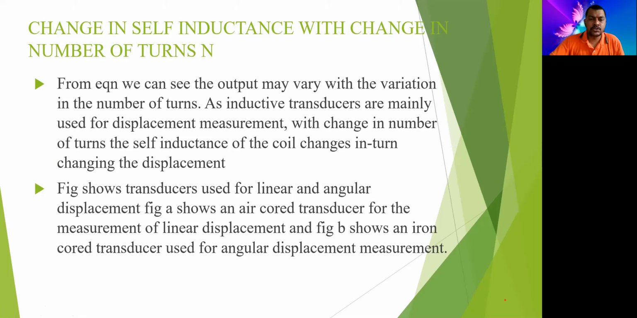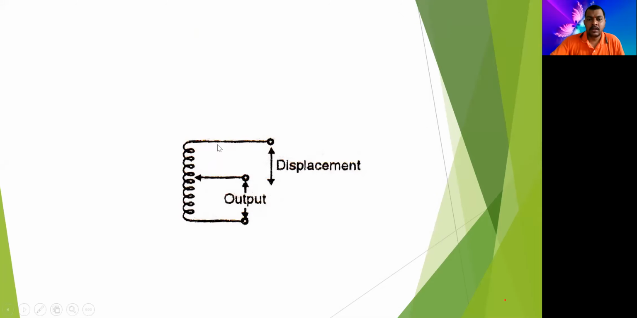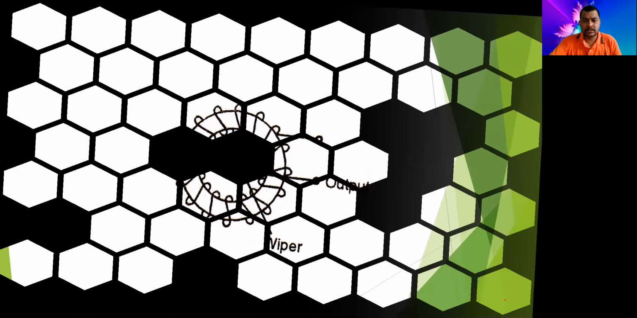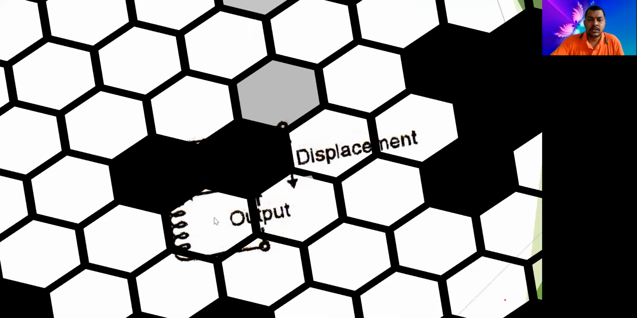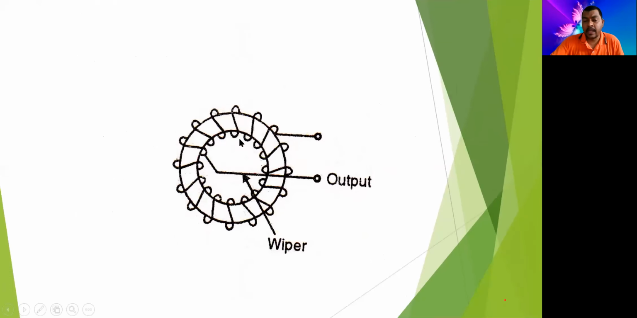So the figure shows a transducer used for linear and angular displacement. The figure is an air core transducer. Now this is the simple formula for self-induction. So we have a coil over here, and this is the displacement. If you change the number of turns, automatically the output of this coil will increase or decrease, right? So this is the basic concept of self-inductance, and there is one more, that is self-inductance in the angular mode.